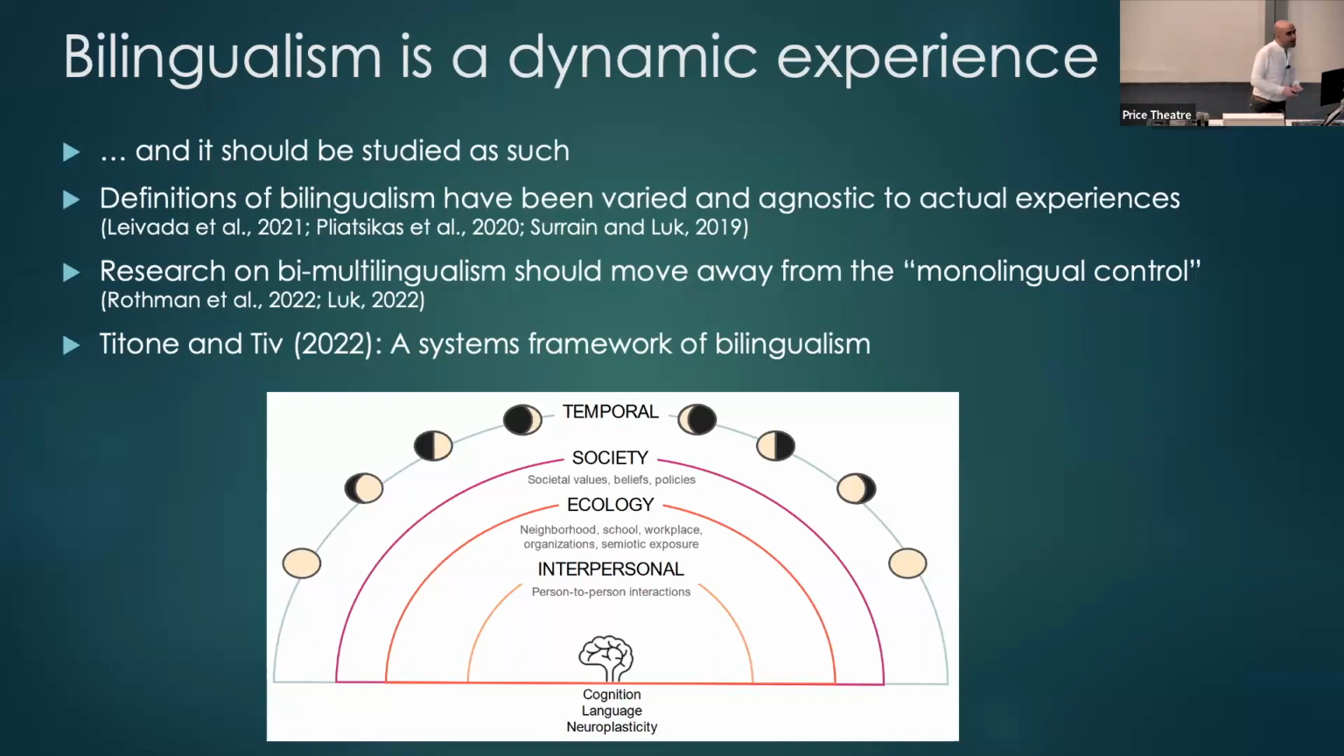The way I like to tackle this is, we include monolinguals in our research, but we also give them the language background questionnaires, because sometimes people say they're monolingual, but then they give you a score of language use which is very low on the scale. To me, this is variability that needs to be taken into account. There's a beautiful paper that came out very recently, Titone and Tiv, talking about how we should be looking at the systems framework of bilingualism, which relates to this debate. I will refer you to that one. I won't cover this paper now.